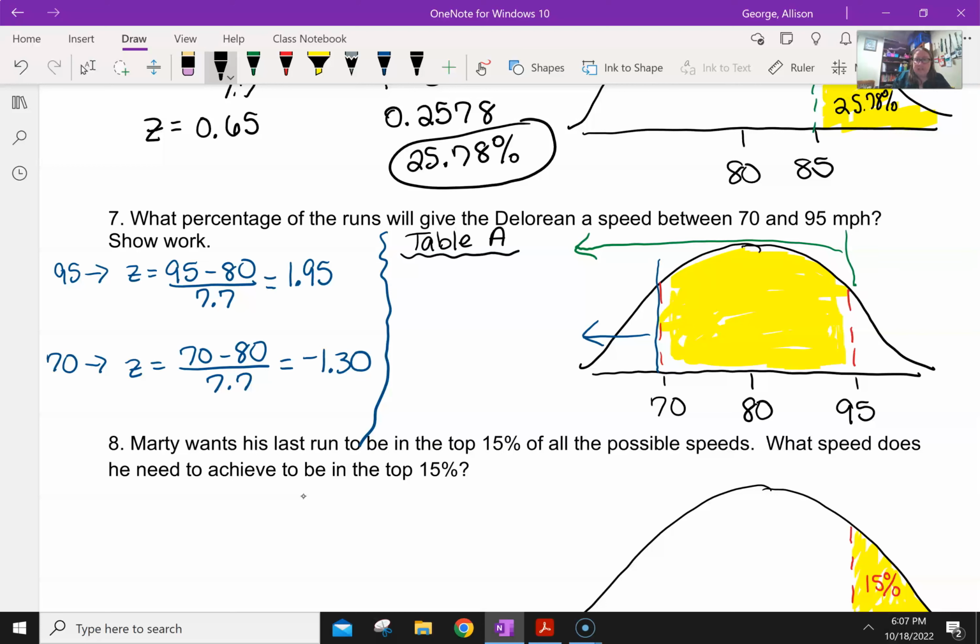So if we go to table A, if we go to 1.9, and then we go across to 0.05, we're going to end up getting a proportion that is 0.9744. And then if we go to table A for the negative 1.30, we go across, we're going to end up getting 0.0968. So translating that over here, this piece is 0.0968. This whole big green piece is 0.9744. So to get just the yellow shaded area, we needed to subtract those.